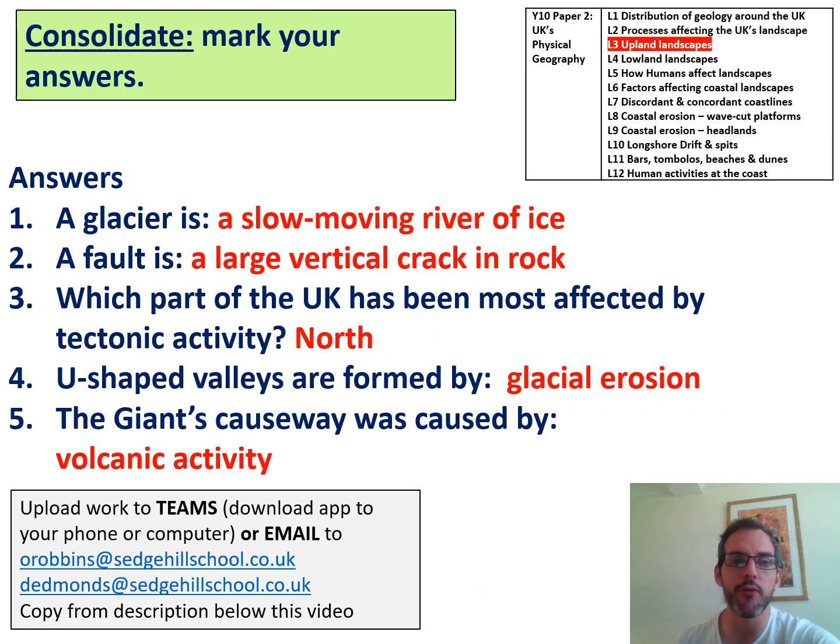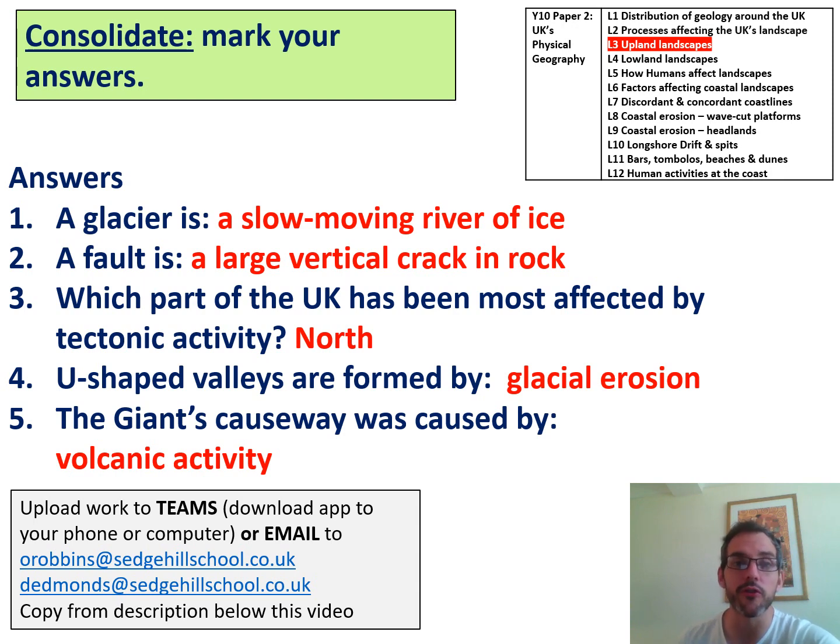Okay, answers are as follows. A glacier is a slow-moving river of ice. A fault is a large vertical crack in rock. The part of the UK most affected by tectonics is the north. There was an anomaly, an area that's also been affected by tectonic activity. I wonder if you can remember where that was.